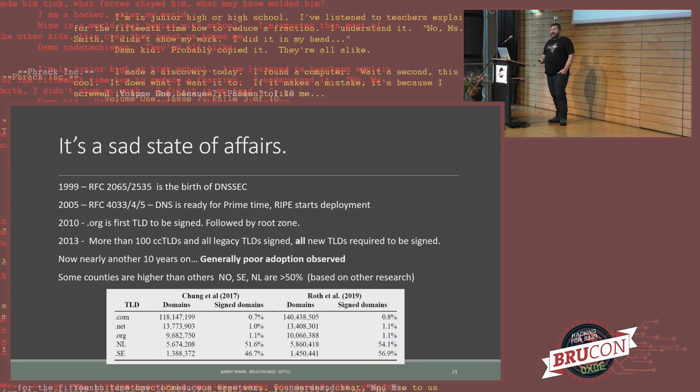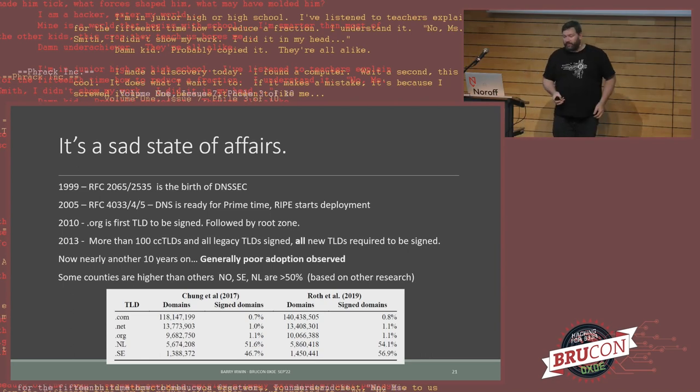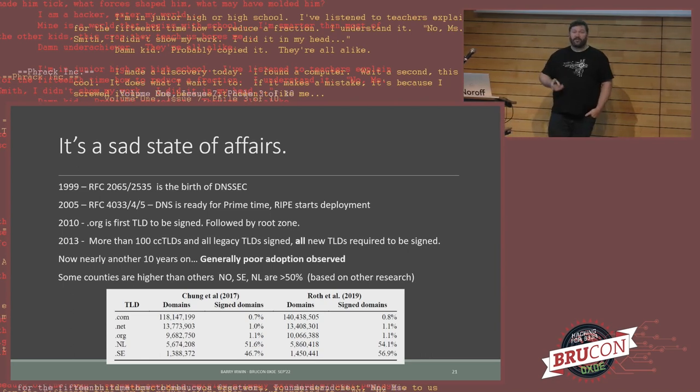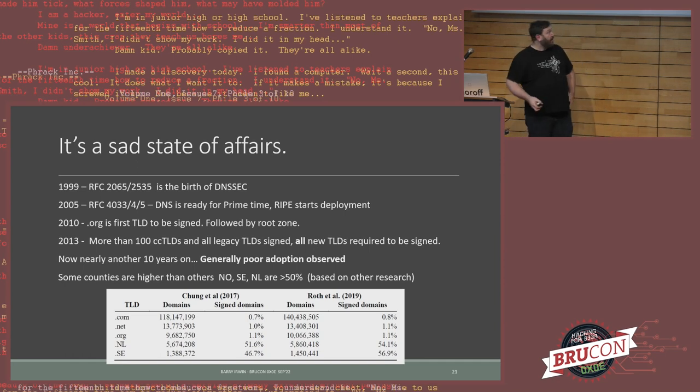2013 was sort of the heyday of DNSSEC. At that point, more than 100 of the country code TLDs, all the top-level TLDs, had actually been signed, had a DNSSEC root, and the decision was made by ICANN that any future domains would be mandated to be signed. So we're nearly 10 years on from there. Why are most places still not actually using it?